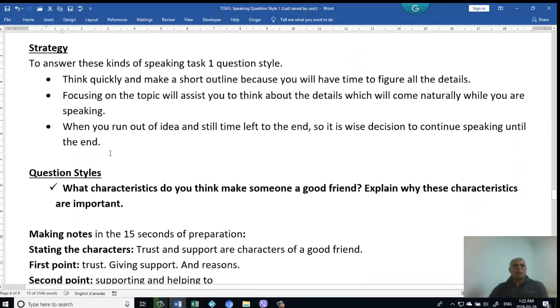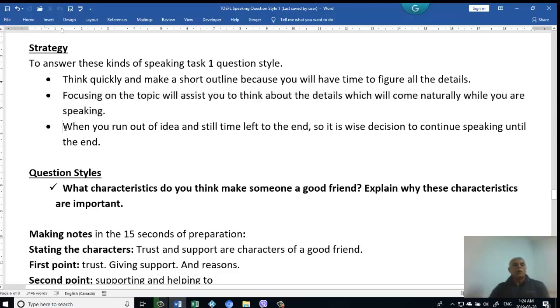Strategy. To answer this kind of question, task 1, question style, then we have to do it. Think quickly and make a short outline, because you will have time to figure out all the details later on. Focusing on the topic will assist you to think about the details, which will come naturally while you are speaking.